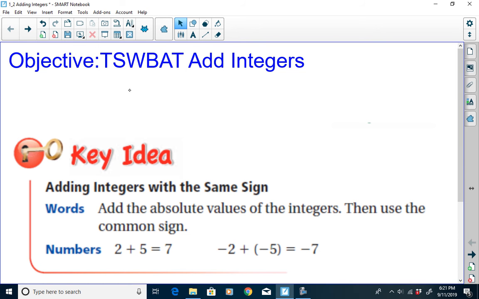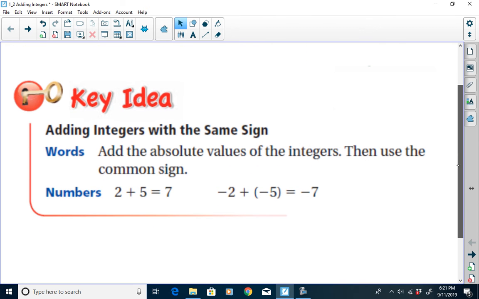Our lesson today is to be able to add integers. The key idea today is that when we're adding integers with the same sign, we will add the absolute values of the integers, then use the common sign.